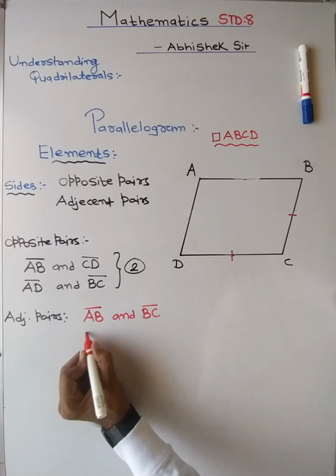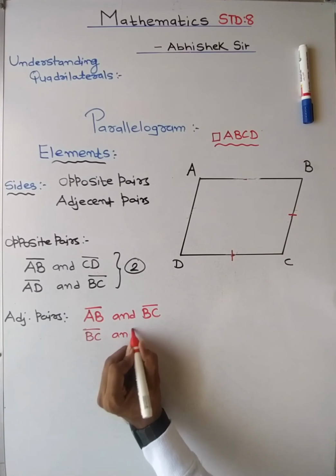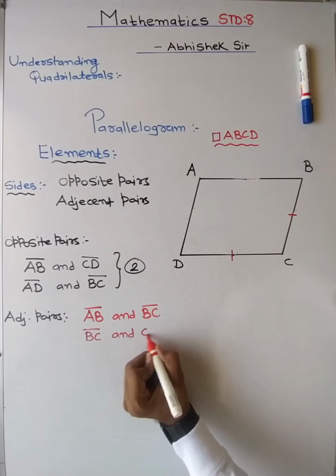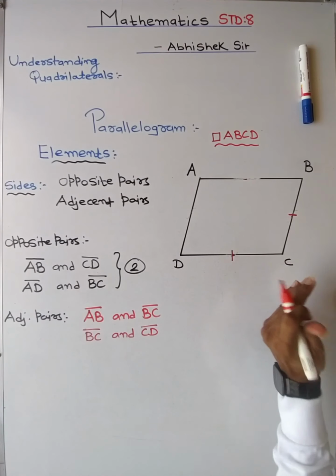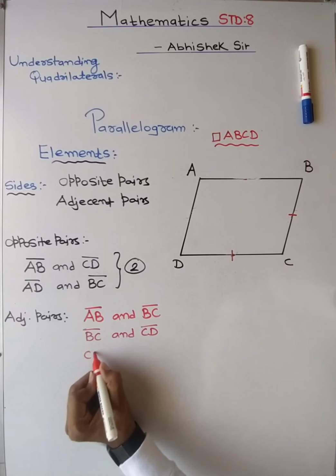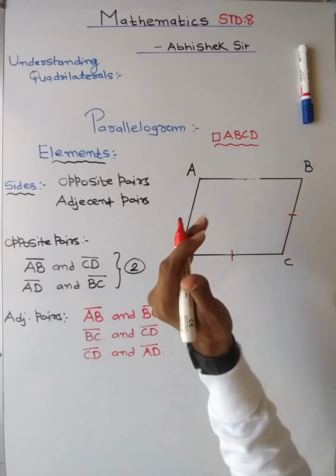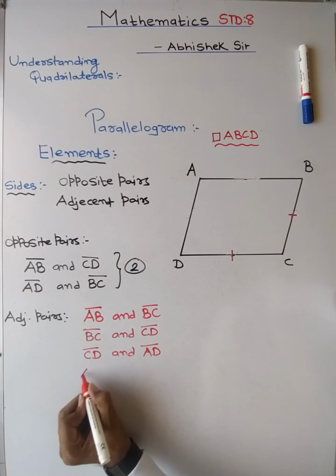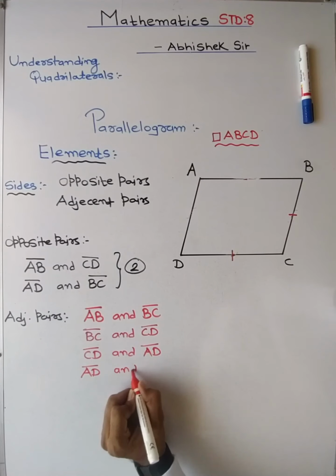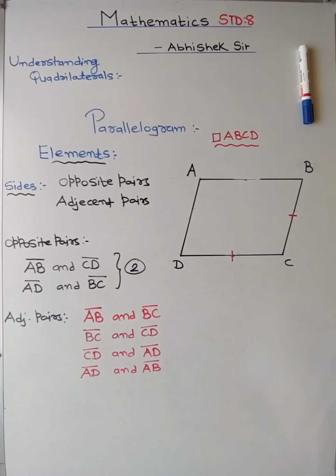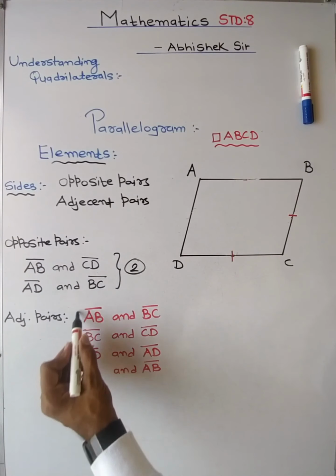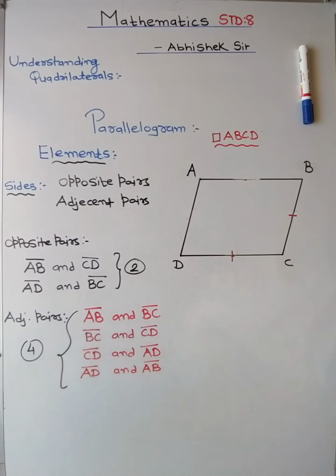and CD. So here we have another pair of adjacent pairs, BC and CD. Same way we can write CD and AD, or DA, whatever you want, and also AD and AB. Clear? So these are the adjacent pairs. As we have got two opposite pairs, here we have four adjacent pairs. Just for information, we need to understand about quadrilaterals.